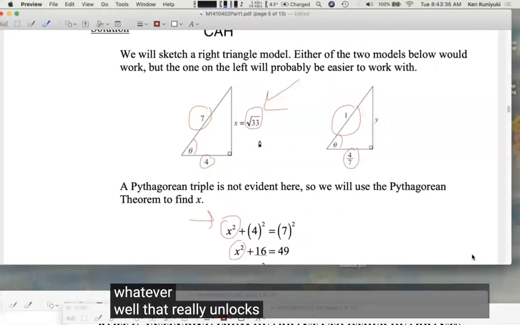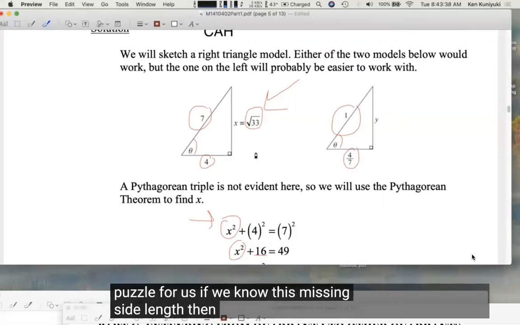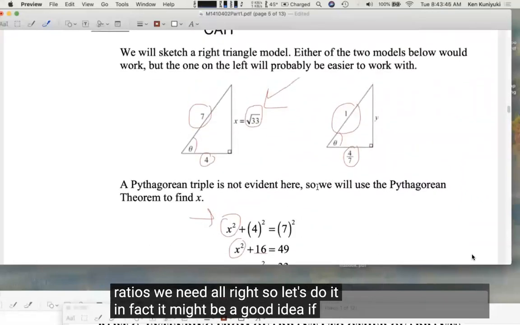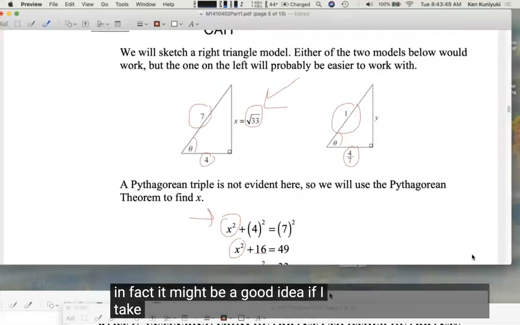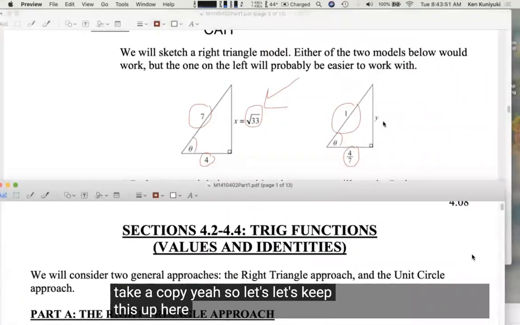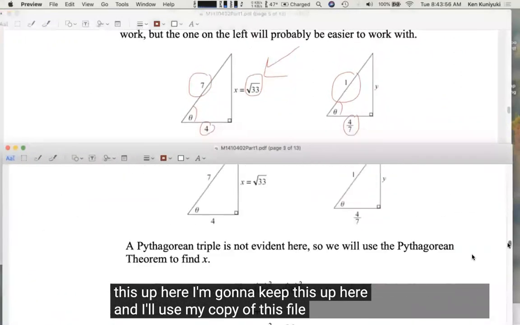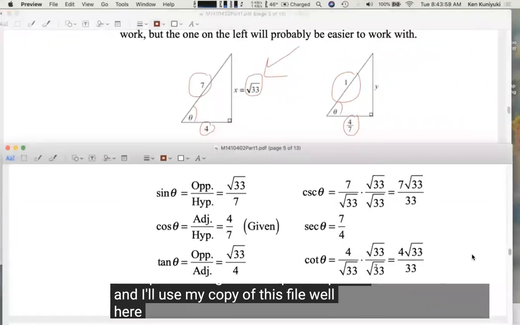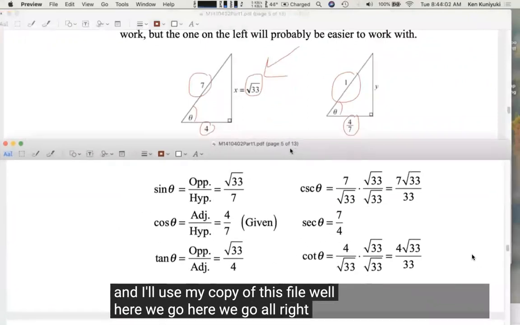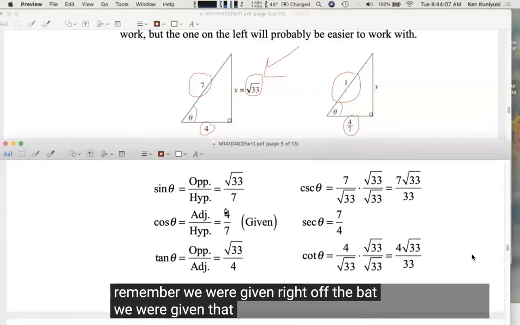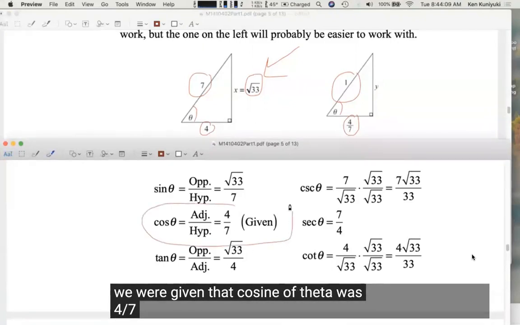Well, that really unlocks the whole puzzle for us. If we know this missing side length, then we can get all the ratios we need. All right, so let's do it. In fact, it might be a good idea if I take a copy. Let's keep this up here, and I'll use my copy of this file. Well, here we go. Now remember, we were given, right off the bat, that cosine of theta was 4/7.